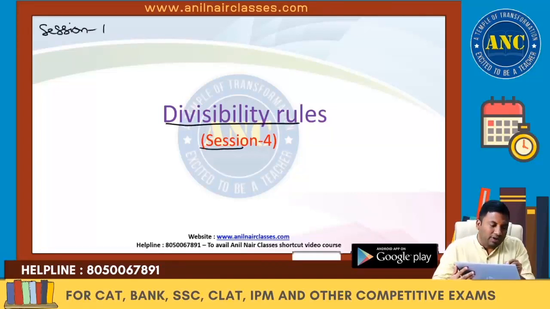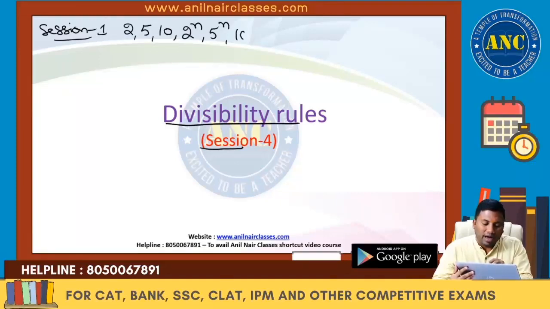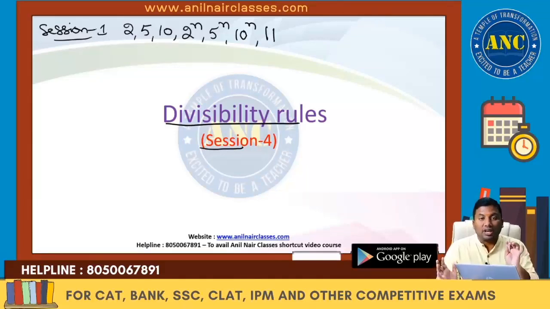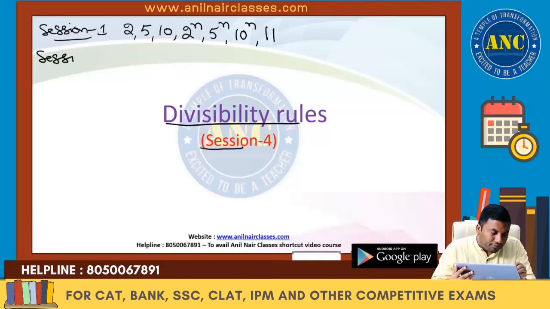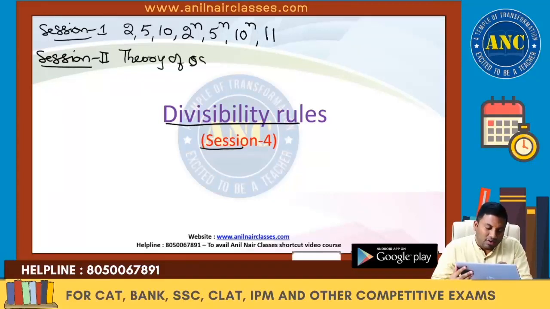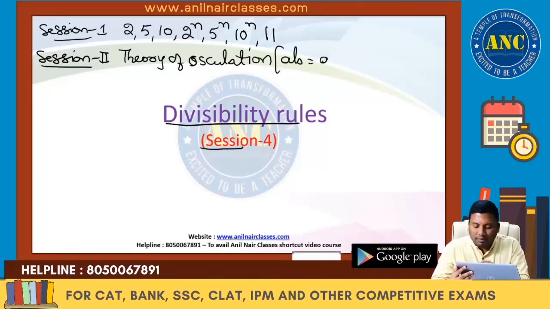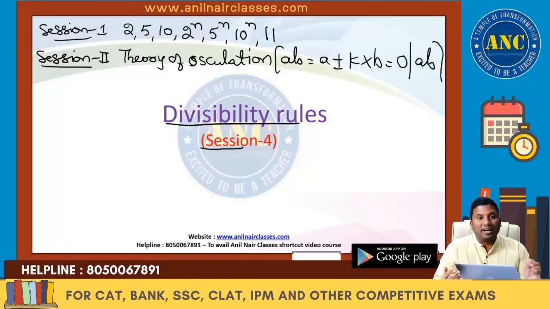In session 1, we discussed the divisibility rule for 2, 5, 10. We discussed the divisibility rule for 2 power n, 5 power n, and 10 power n. We also discussed the divisibility rule for 11. In session 2, we discussed the theory of osculation. What does the theory of osculation state? If AB is any number, if you can write this number as A plus or minus K into B as 0 or AB, then you can find out the divisibility rule for any prime number.